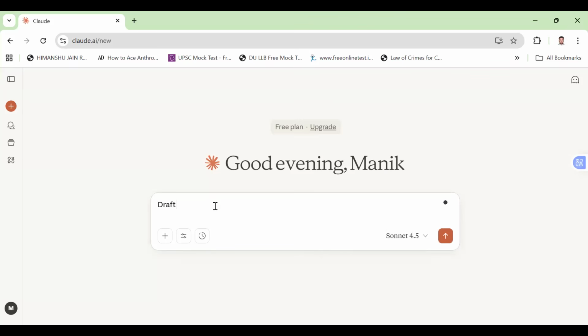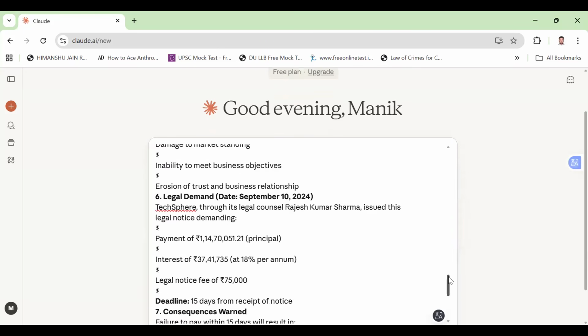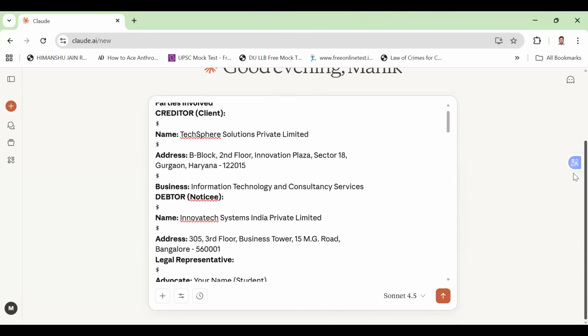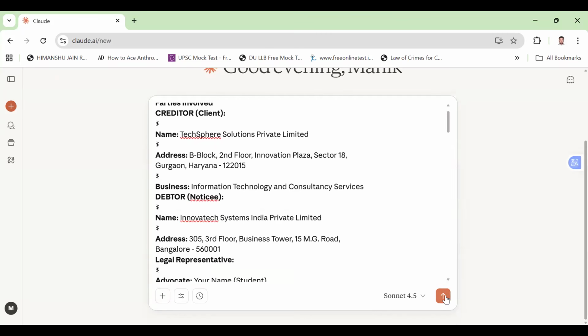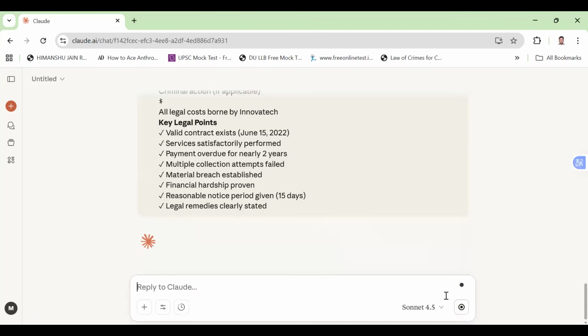You can just write: draft a legal notice on the facts given below. Don't make it too short, keep it a bit large and legal. Then paste the legal summary of that case. I have that copy of the summary, and you can also attach the file, there is an option to upload a file. After that you just click, and it will start generating a legal notice for you.